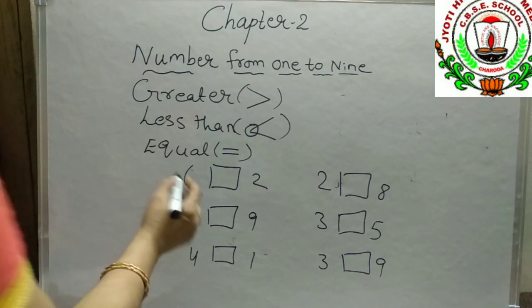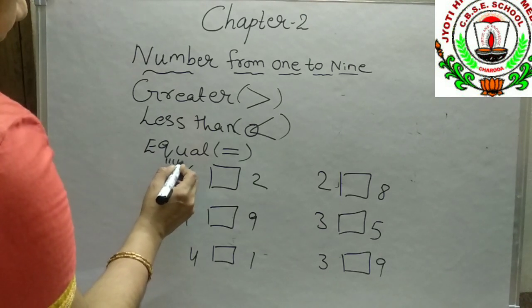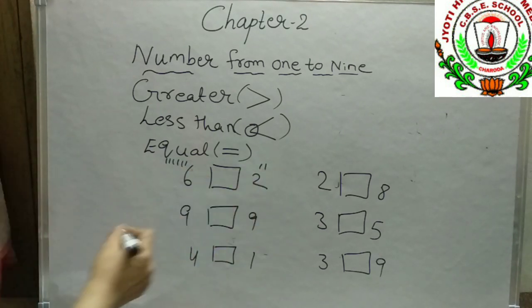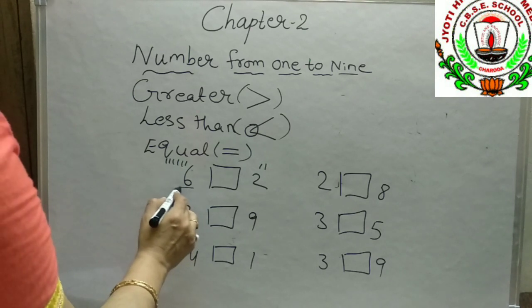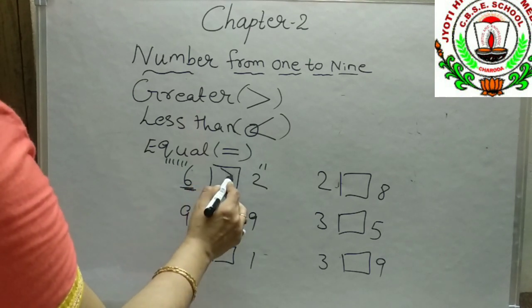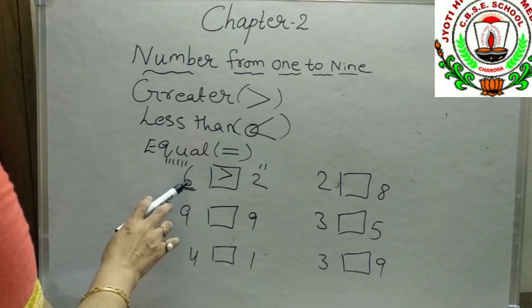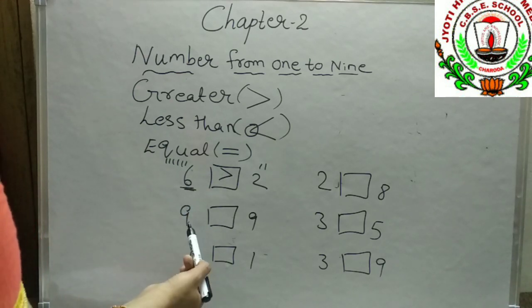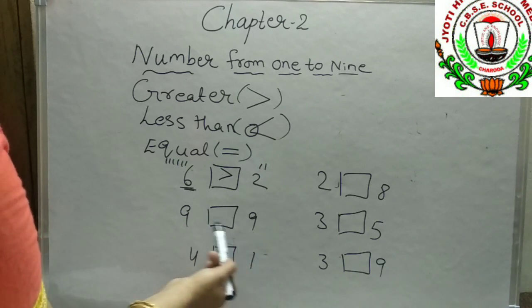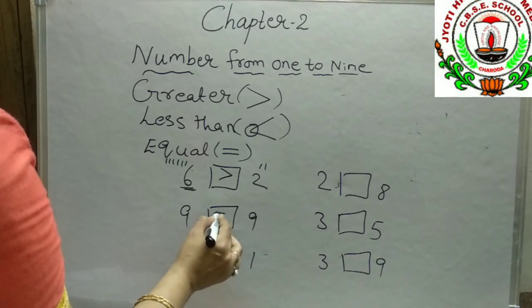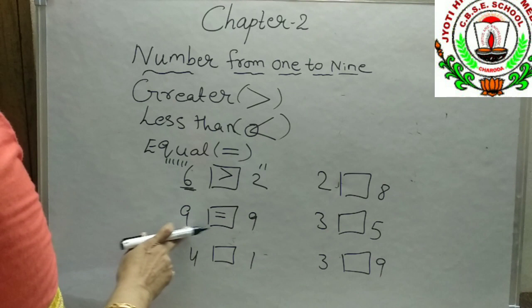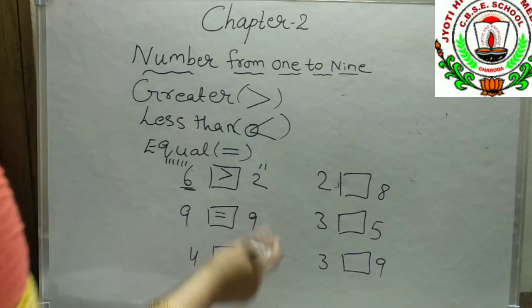Which number is more? 6 means 1, 2, 3, 4, 5, 6 and 2 means 1, 2. The 6 is greater. So we will put the greater than sign. The mouth is open toward the 6 because 6 is greater. Now in this, both numbers are 9 and 9. So we will put equal to because both the numbers are the same.